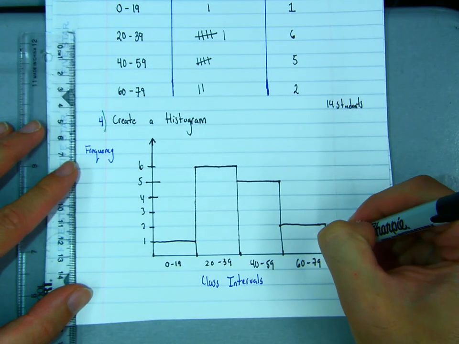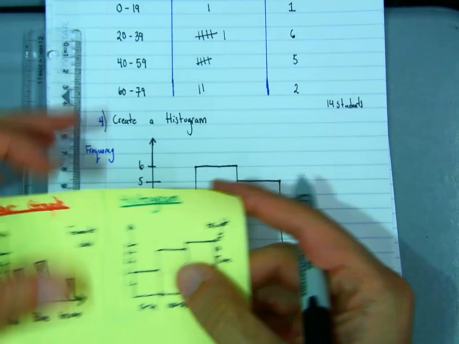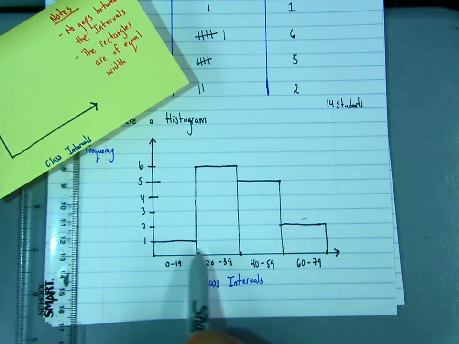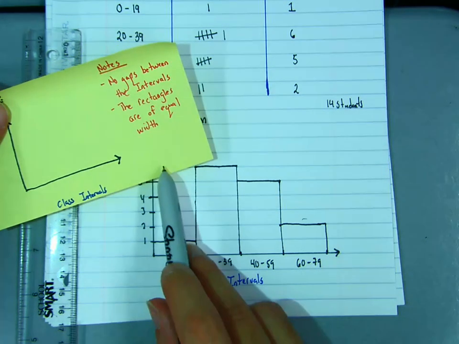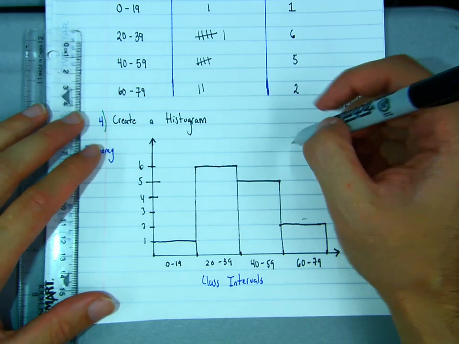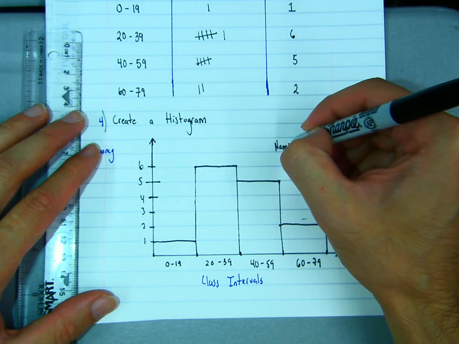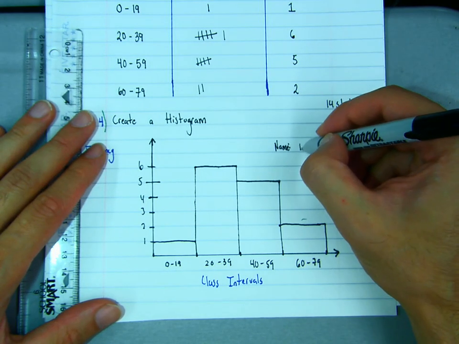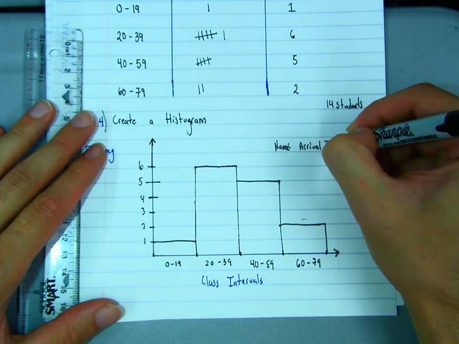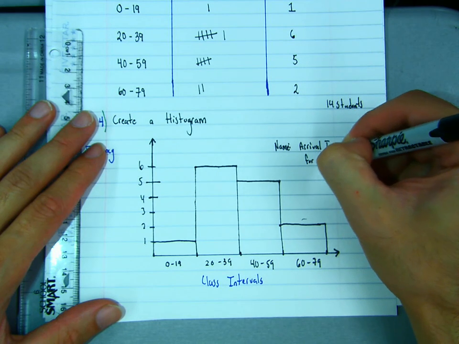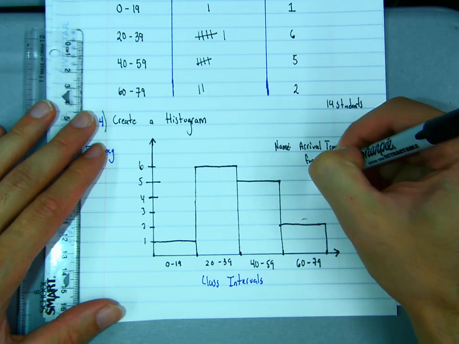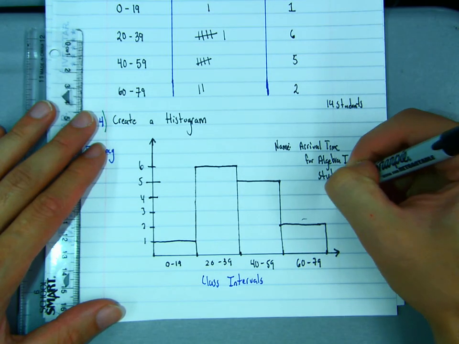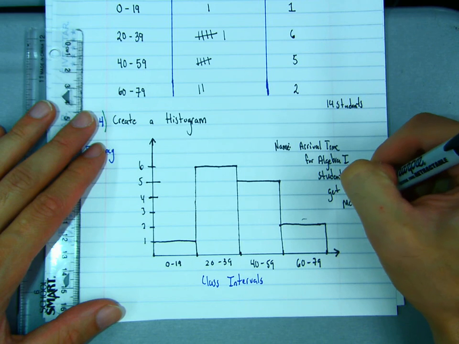And bam. And notice that there are no, wait, let me write this here. Notice that there are no gaps between the intervals. I have no gaps, and the rectangles are of equal width. And then here is a nice histogram. And let's give it a name. Pause the video. What would you name this histogram? Arrival time for Algebra 1 students. Or like how long it takes for some Algebra 1 students to get to MCHS.